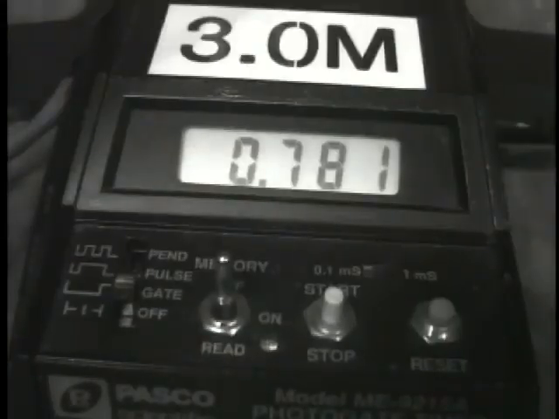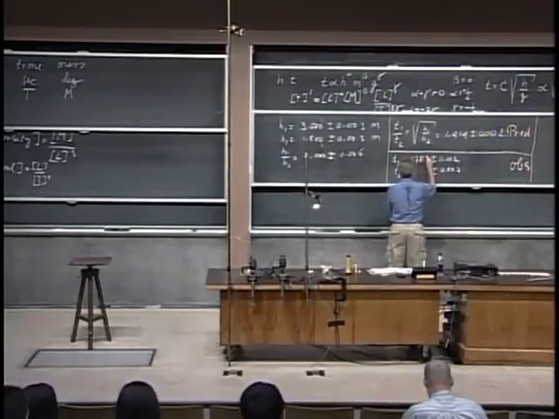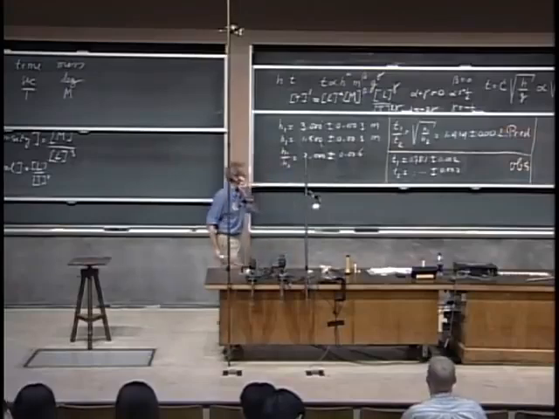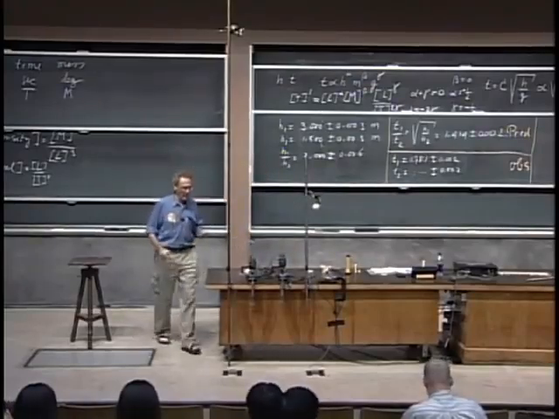781 milliseconds. So this number, you should write it down because you will need it for your second assignment. 781 milliseconds with an uncertainty of 2 milliseconds. We're ready for the second one.